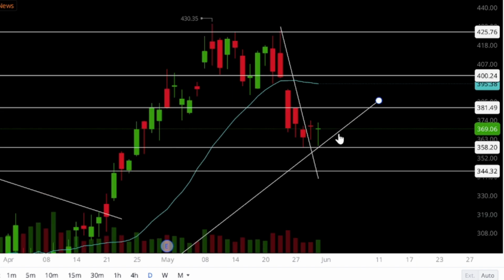A move up and a retest of that 381.49 level is likely, in my opinion, considering the strength of that support level that we have here at 358.20, and the fact that we are out of this pullback trending zone here and pressed up right against that support as well as that ascending support.